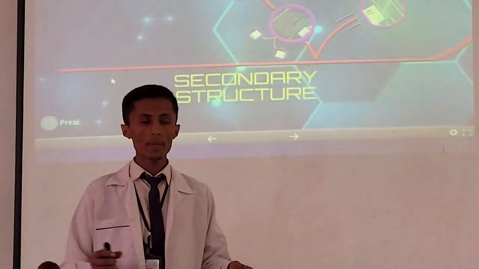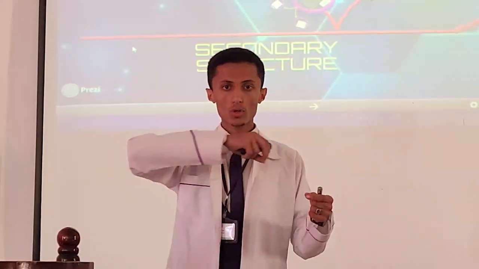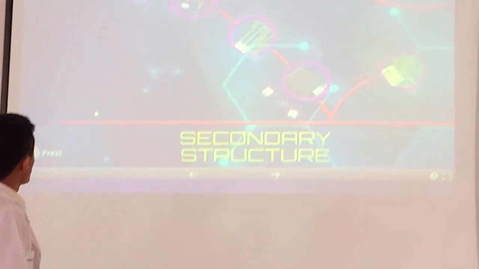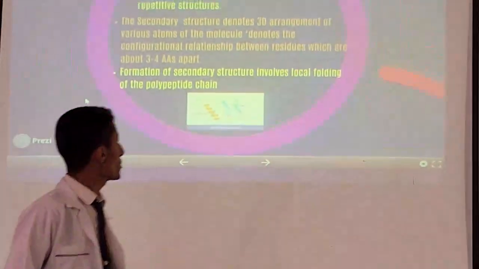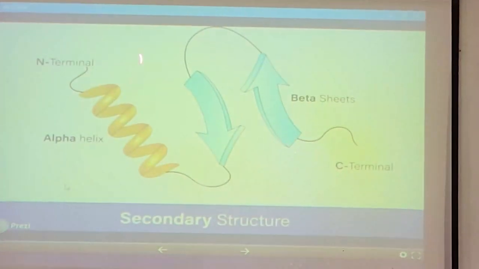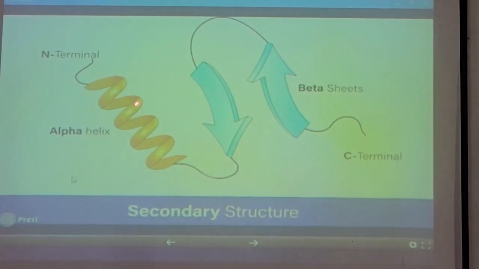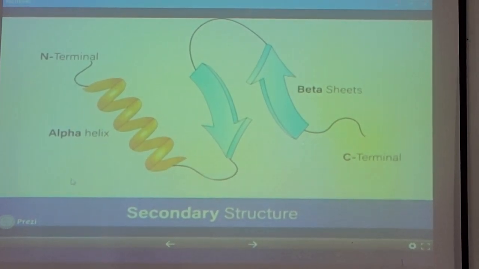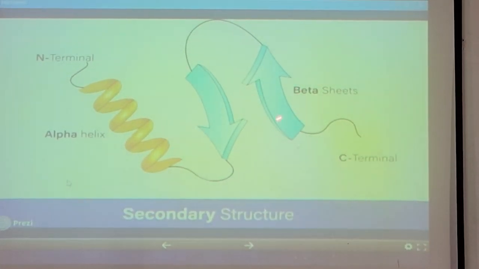As we add amino acids, these polypeptide chains will bend or coil in a special arrangement to form a secondary structure. The secondary structure is the spatial folding of the polypeptide chain to form a 3D arrangement of the atoms in the molecule. As we see here, this was the primary structure and it's elongated. It will twist and form a curved alpha helix chain, or just bend and form a beta pleated sheet.